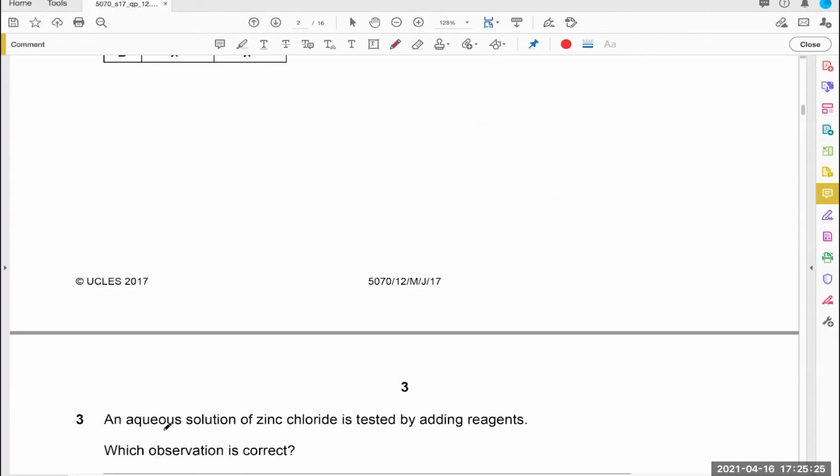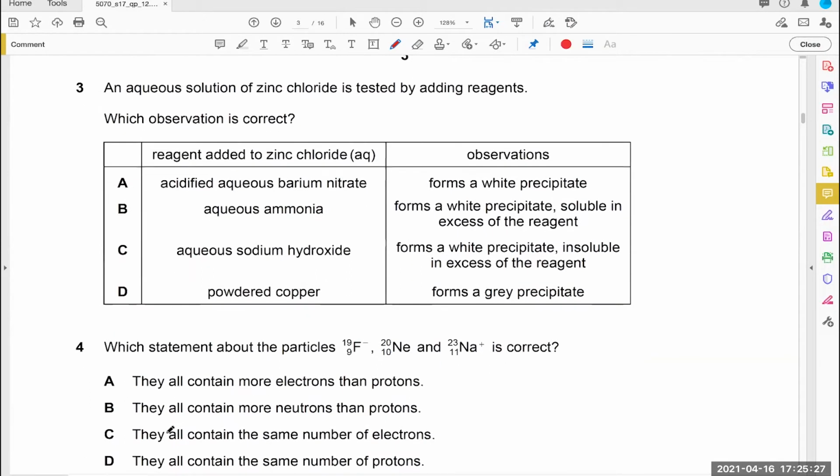Okay. An aqueous solution of zinc chloride is tested by adding reagents. We know that zinc is the one that dissolves in both sodium hydroxide and ammonium hydroxide by forming a white precipitate. It dissolves in both of them, zinc ion. And chloride, the test for any halide ion is that you dissolve it in silver nitrate. But before that, we usually acidify the solution with nitric acid so that if there is any carbonate, it just reacts with it. So those are the two tests that should come to your mind when you're doing this.